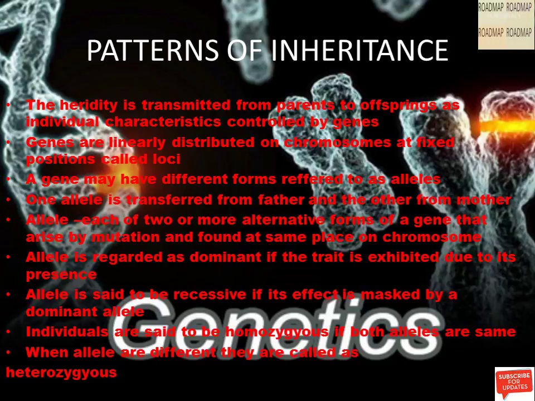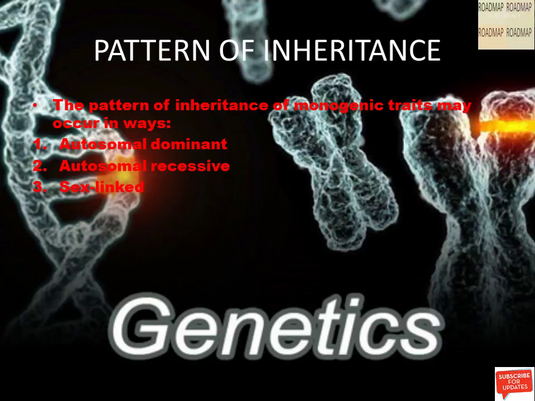Individuals are said to be homozygous if both alleles are the same. When alleles are different, they are called heterozygous. So there are some patterns of inheritance. Now the pattern of inheritance of monogenic traits may occur in various ways, like autosomal dominant, autosomal recessive, and sex-linked. So let's learn about them one by one in detail.